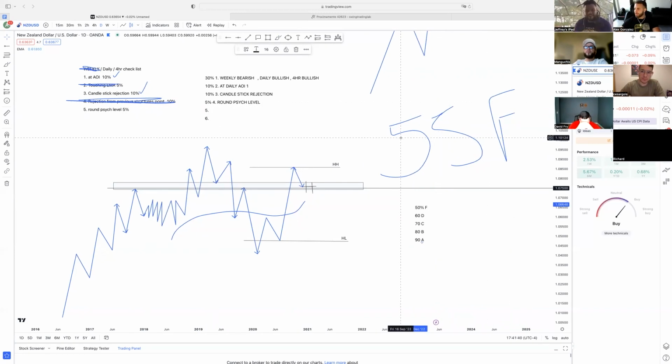So it just comes down to your risk tolerance. Is this something that you want to take? Is this something that you don't want to take? It just comes down to what do you want to do? And obviously, you don't want to risk your money on an F grade, right?